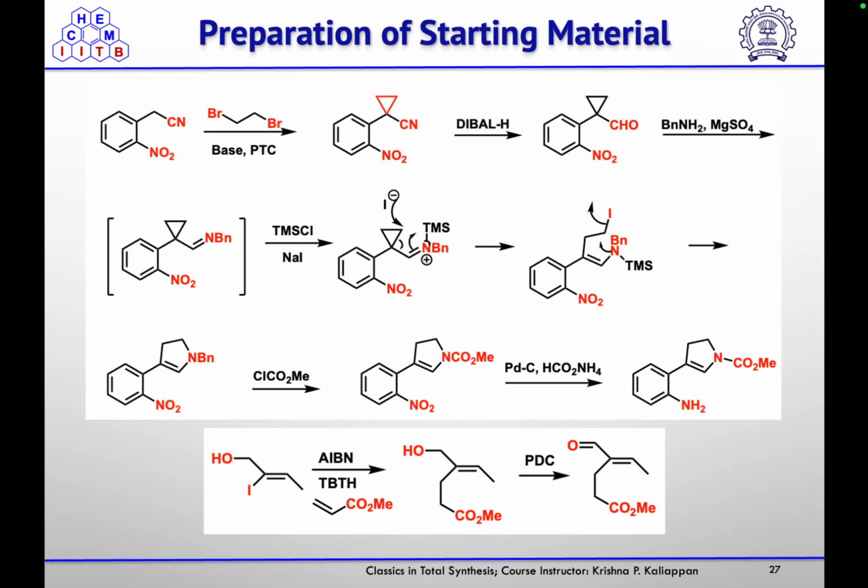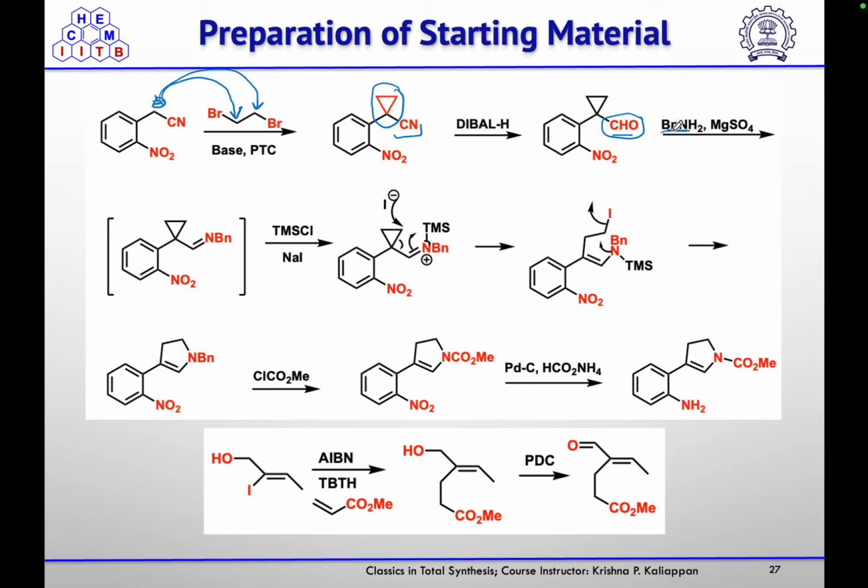So he started from this nitro compound and then did this base-mediated cyclopropanation reaction. So base will abstract the proton from here, so enolate will form, and then it will attack at this alkyl bromide, again proton abstraction and another attack on that alkyl bromide to give you this cyclopropane ring. Then the cyanide was reduced using DIBAL to the corresponding aldehyde, and then it was treated with this benzylamine.